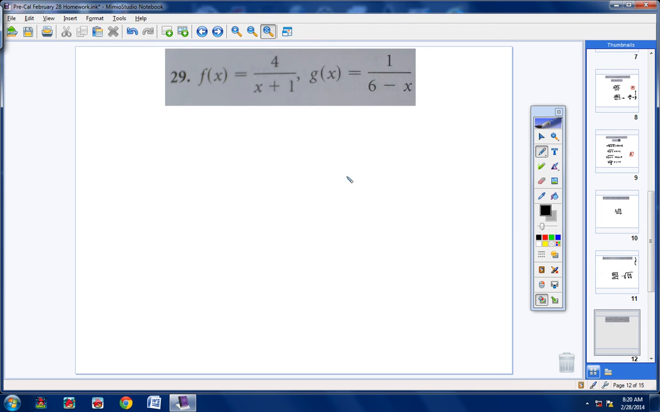Okay, next they want us to multiply. That's not too bad. So f times g, 4 over x plus 1, this will be easier, times 1 over 6 minus x. Okay? Well, whenever you're multiplying fractions, you do not need a common denominator. Multiply top times top, bottom times bottom.